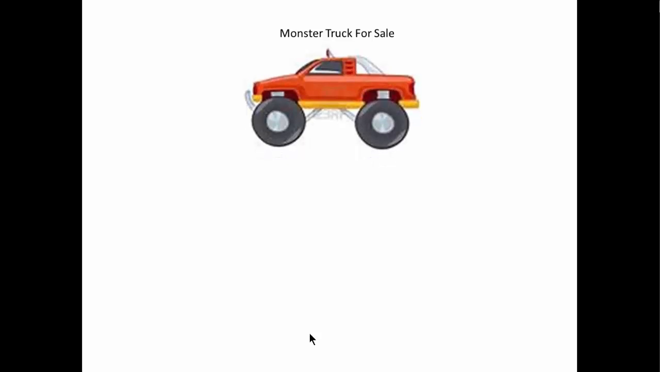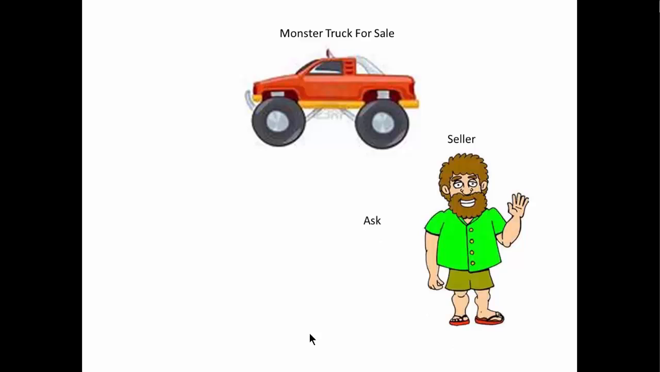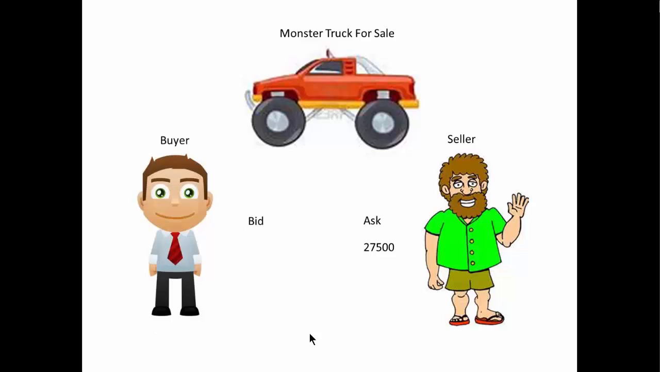So, say we have a monster truck for sale. First we have to have a seller, right? And the seller is going to have an asking price, say, $27,500. So $27,500 is the asking price that the seller is willing to accept for his monster truck. Then we need a buyer, of course, and the buyer is always going to put out a price that he's willing to pay for the truck. In this case, he's going to say $25,000.